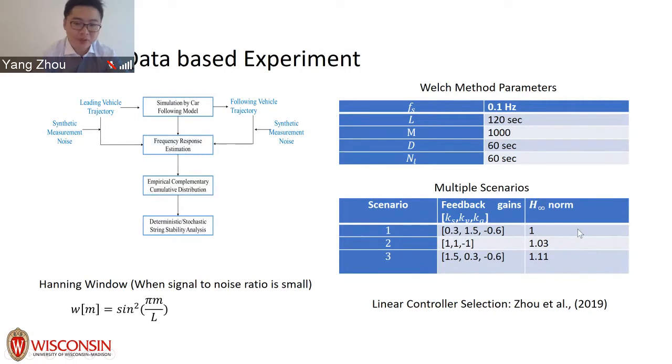One is strictly string stable, and another one has an H infinity norm of 1.03, which we treat as weakly string unstable. And the last one is 1.11, which we treat as string unstable in an obvious way. And we adopt the linear controller by Zhou et al. 2019. Let's take a look at the experimental results.